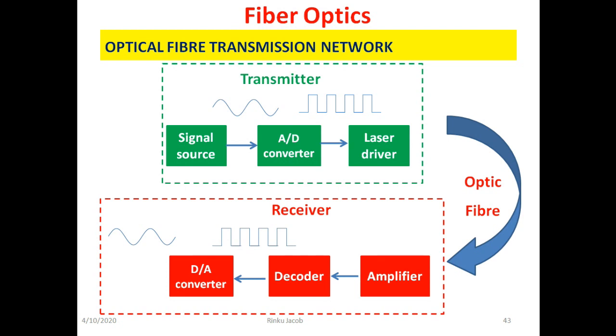The output of the amplifier is fed into a decoder, where light signals are converted back into electrical signals, which is then passed through a digital to analog converter, that is DAC. The output of the DAC is the original signal sent from the transmitter. This is how the original signal is reproduced at the receiver end, and the overall view of the optic fiber communication network is shown in the figure.